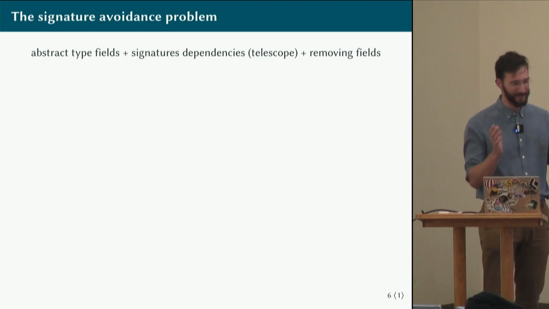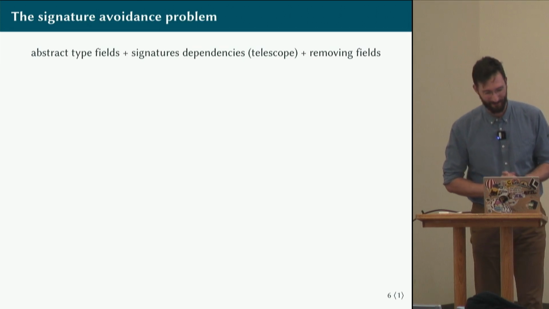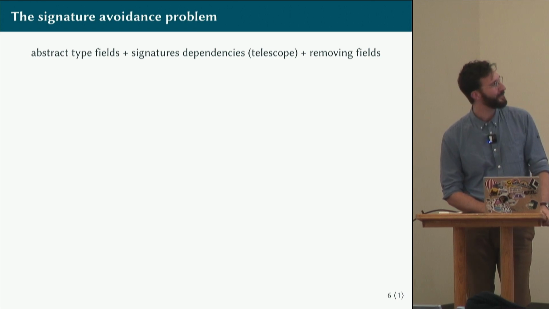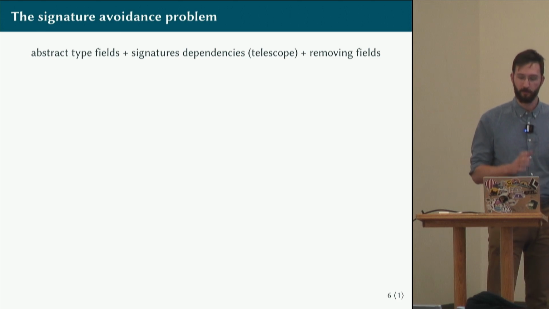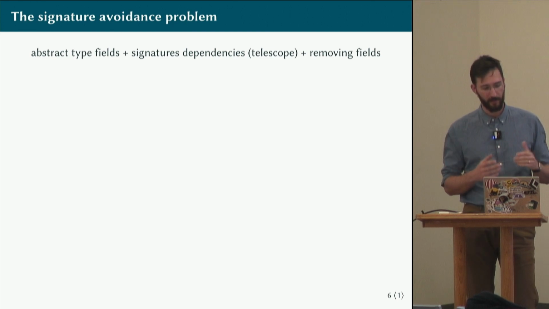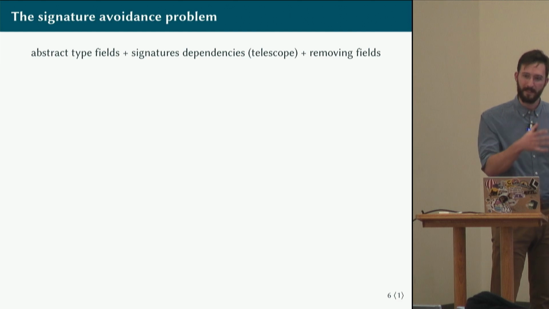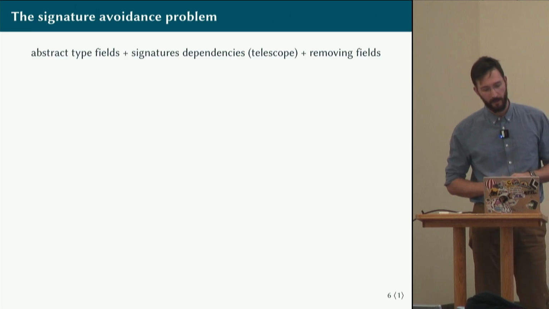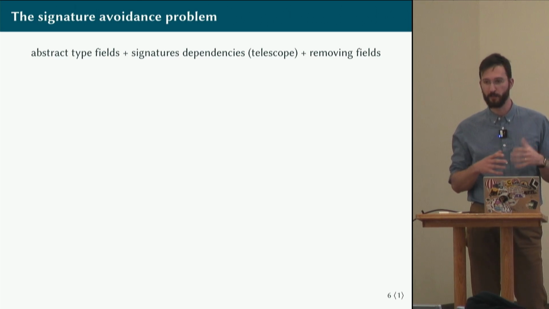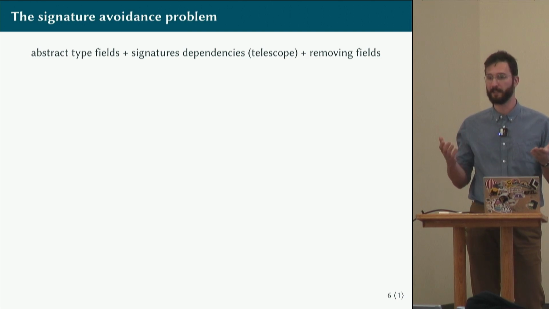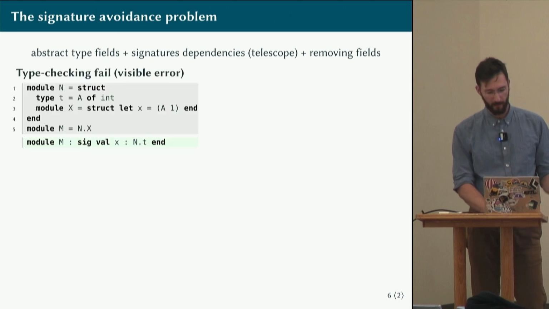So let's talk a bit about the infamous signature avoidance problem, at least infamous in the ML module community. It comes from the interaction of three things. First, we have those abstract type fields that I've shown before, very important to enforce invariance. Then we have these dependencies within the fields of a signature because of this telescope that we've seen. And we have also operations that are going to remove fields of a signature, and they will create dangling dependencies, basically. So let's look at an example that is basically an instance of the previous one.